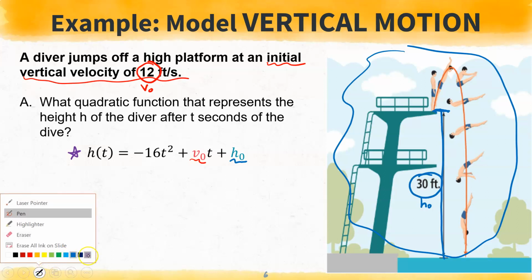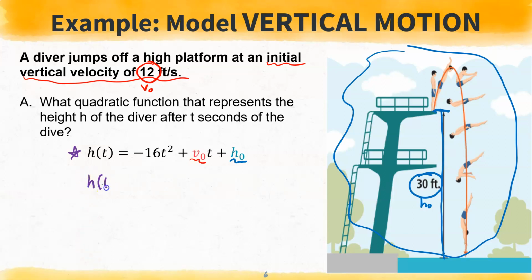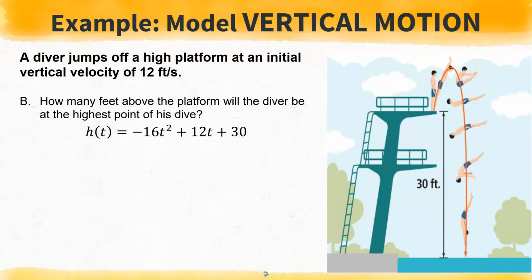All right, so now that I know those are my things, I would say h of t equals negative 16t squared plus 12, because that's my initial velocity, t plus the 30, which is the initial height. So this is, again, just a way to get a quadratic function that now we can answer some questions about. Okay, so this is the function we're going to use. And now we're back to what you guys learned last section. Now we're going to answer problems about it.